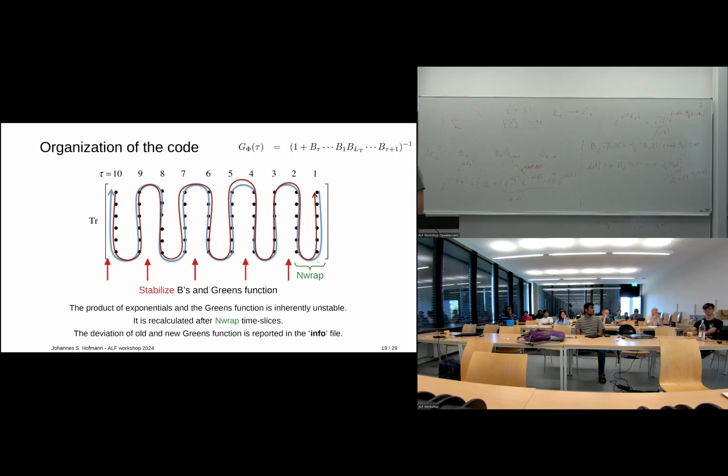Please, one more. So regarding stabilization, is there anything else you need to touch apart from NRAP? Because I could imagine a case where your NRAP is really small, then it becomes computationally expensive because you have to compute the Green's function each time.